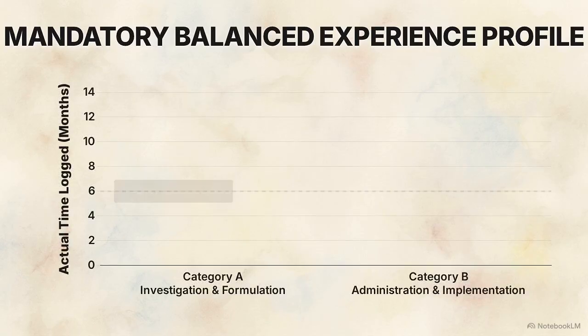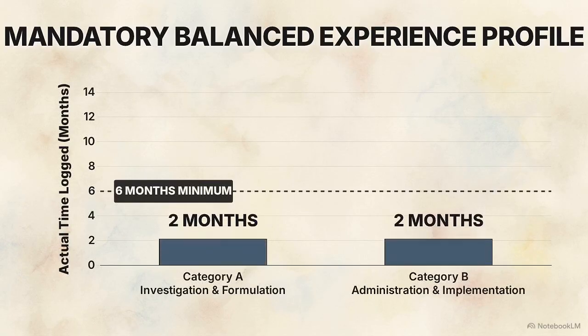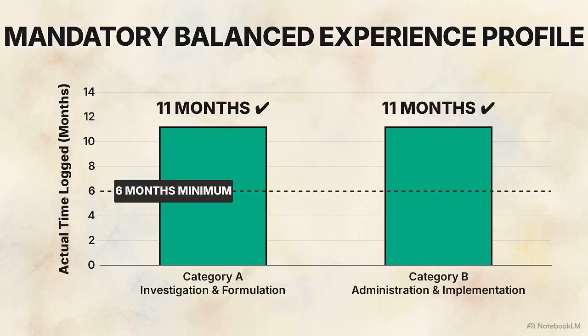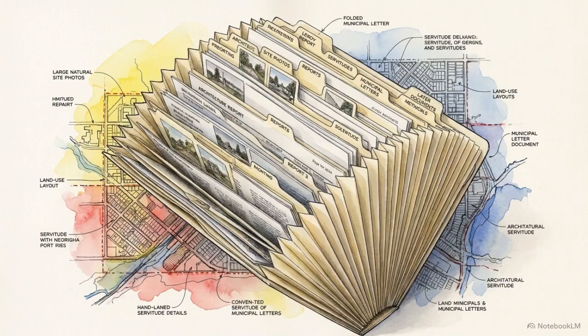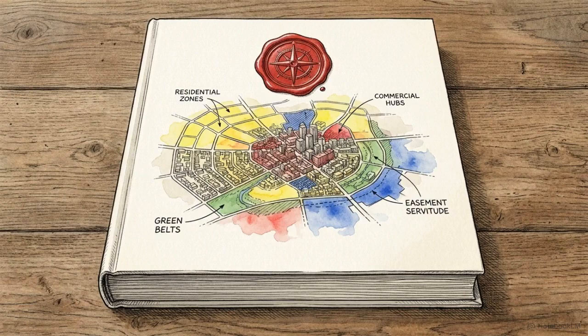To demonstrate a balanced professional profile, you must log at least 6 months of experience in both Category A and Category B. Every month of this training must be guided, reviewed, and signed off by a registered supervisor. Treat this candidacy stage as an evidence-building period. Diverse, documented work across both categories is the currency required to progress.